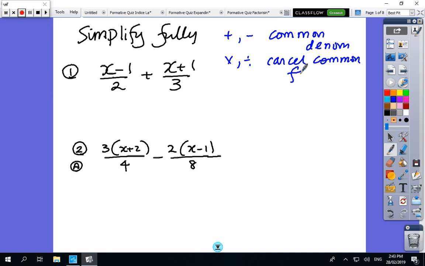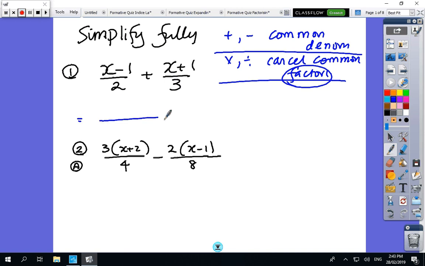Okay. So just remember, adding, subtracting, common denominator; multiplying, dividing, cancel common factors. Okay. Note the word is factors. You have to have factors before you can cancel. Okay, so have a go at the first two ones, and let's see.